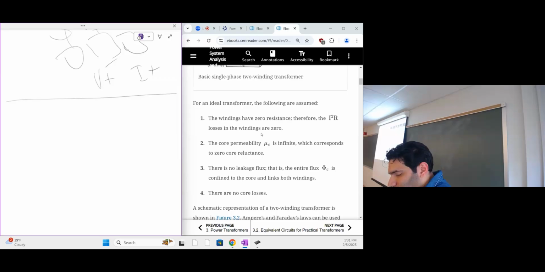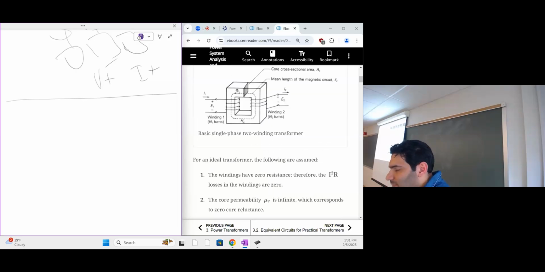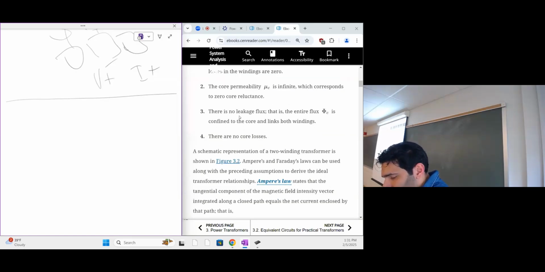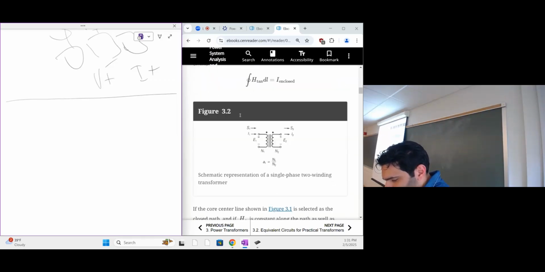There's no leakage flux, which means the entire phi of C is confined to the core and links both windings. So all this flux is within here, nothing going out, and no core losses. So a schematic presentation of this two-winding transformer is shown in figure 3.2. This is a schematic representation of what we said. E1, E2. These are the N terms that we have, N1, N2. If those are the same, it will be just N. Actually, we'll be doing nothing.